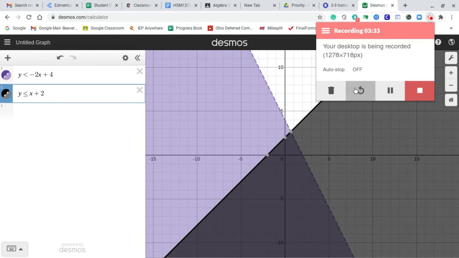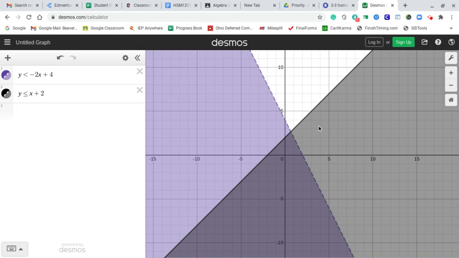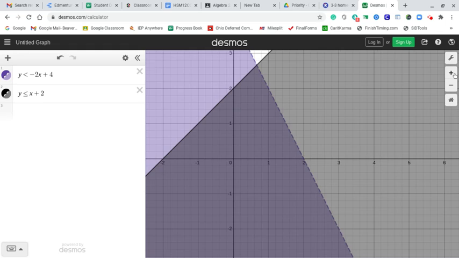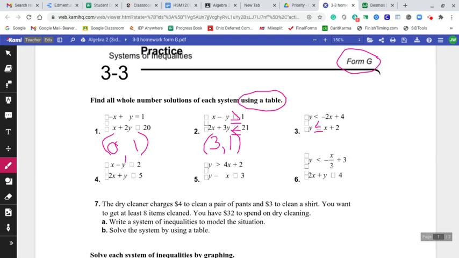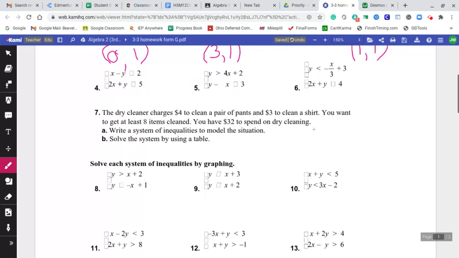All right, guys, I'm back. So here is the next one. Y is less than negative 2x plus 4, and y is less than or equal to x plus 2. And one is in purple, and one is in black. And you can see they share all this information down here. So let's look down here and find one that they share in common. And the easiest one they share in common is 1, 1, and those are whole numbers. Go back to our homework, put 1, comma 1, and that is one whole number solution that is the answer to this system of equations.